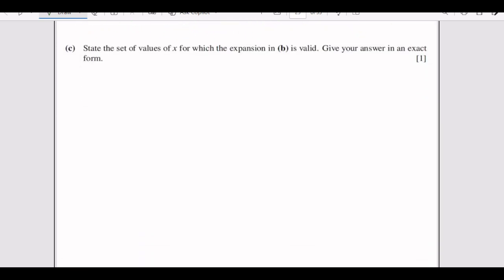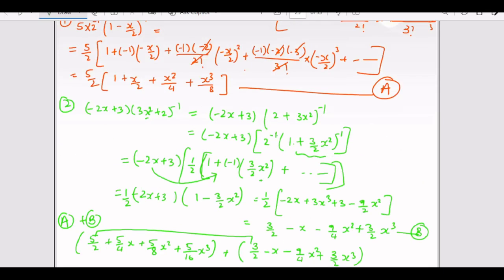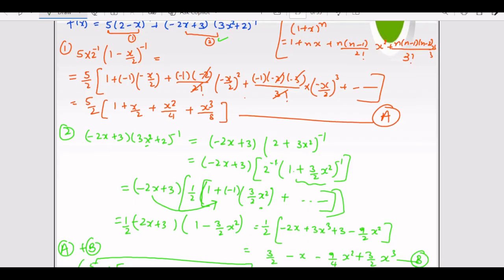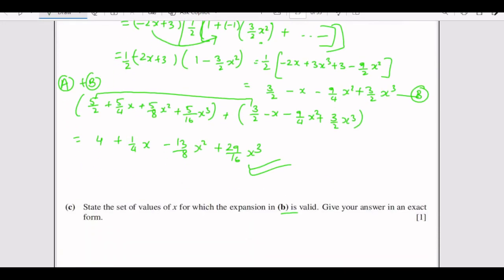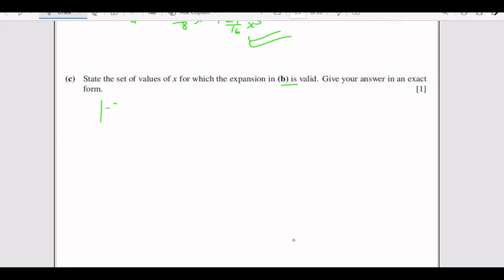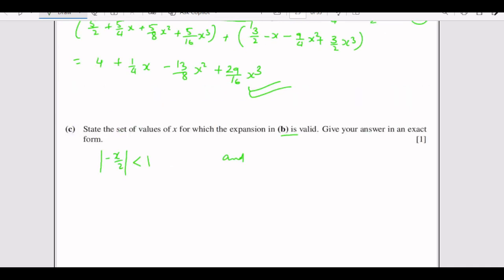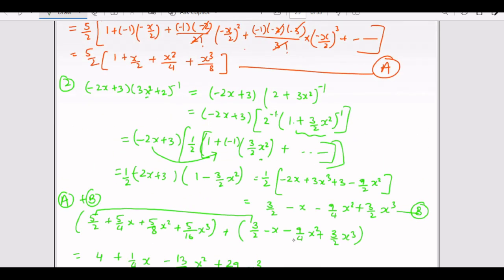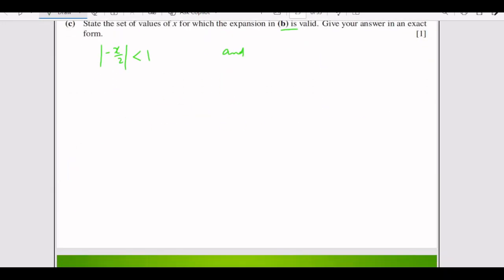Now state the set of values of x for which expansion B is valid. As we did in the previous question, we are looking for when it is valid. For that you need to see wherever we have converted into 1 plus nx form. So for that we have here negative x over 2. The first one is valid for negative x over 2 less than 1, and let's see what the next one is. The second expression we have done here, so it is 3 over 2 x squared is less than 1.